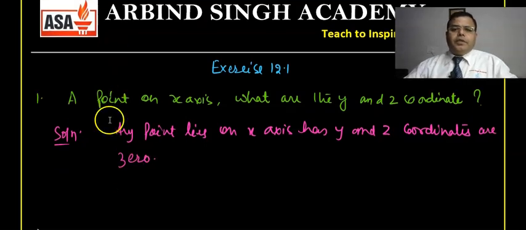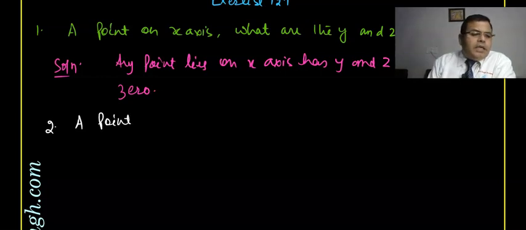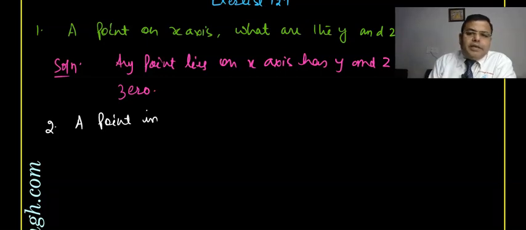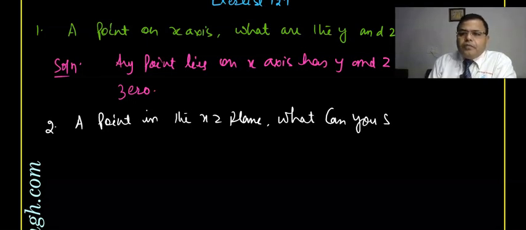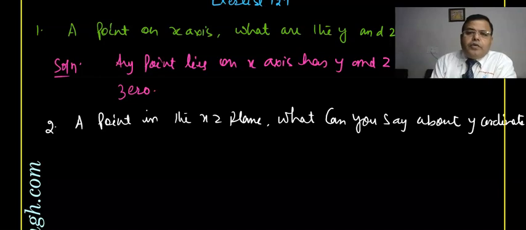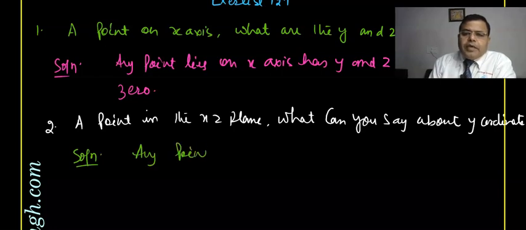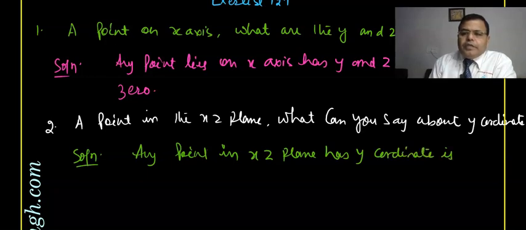Right. Next question. The second question is: a point in the xy plane, or in the xz plane, what can you say about the y coordinate? So the solution is, again, any point in the xy plane or in the xz plane has y coordinate 0.